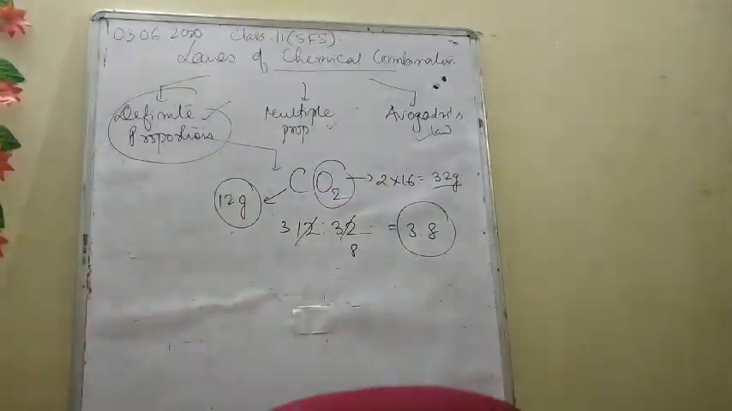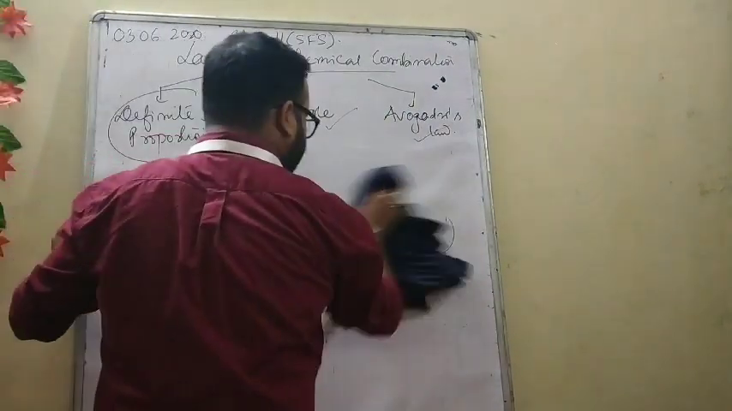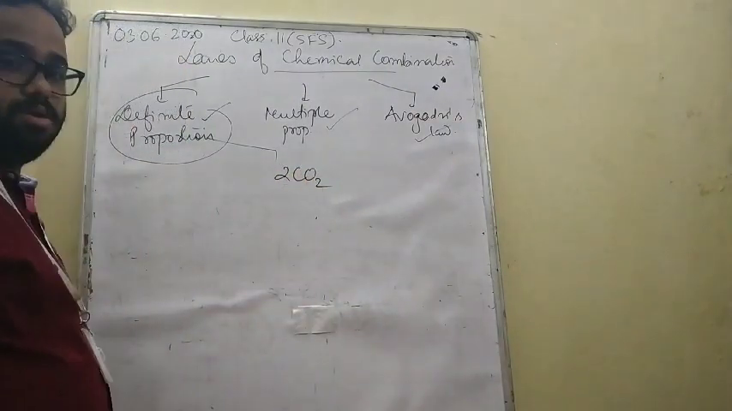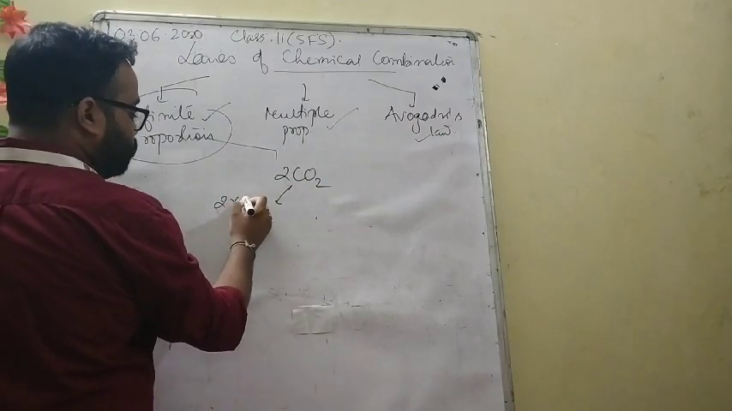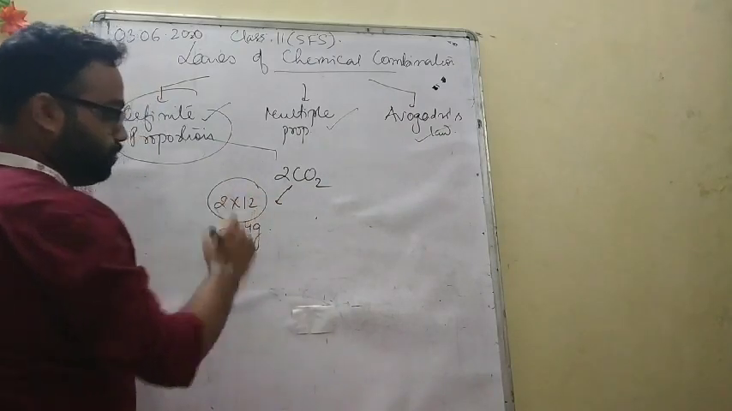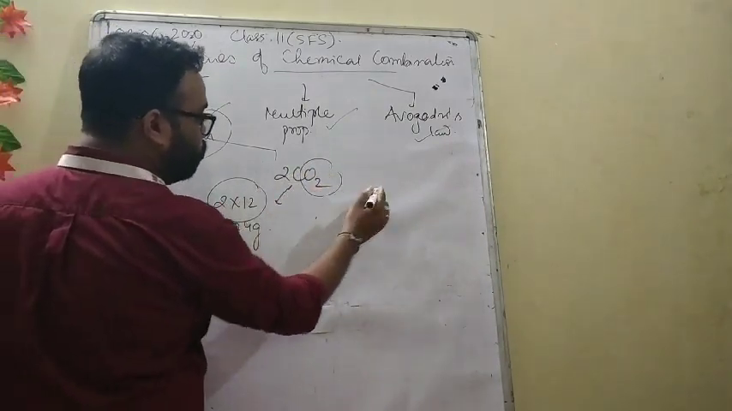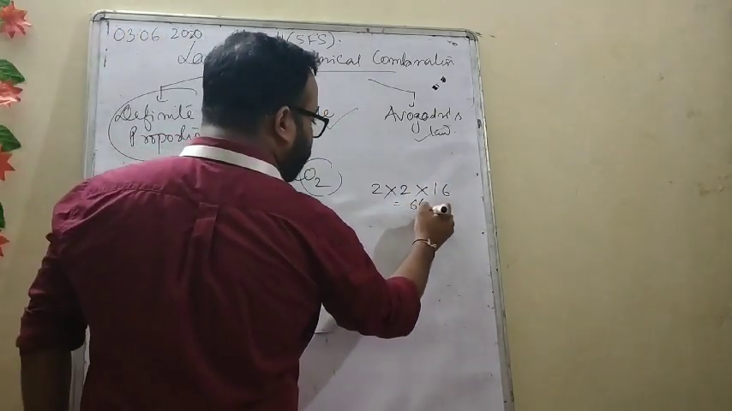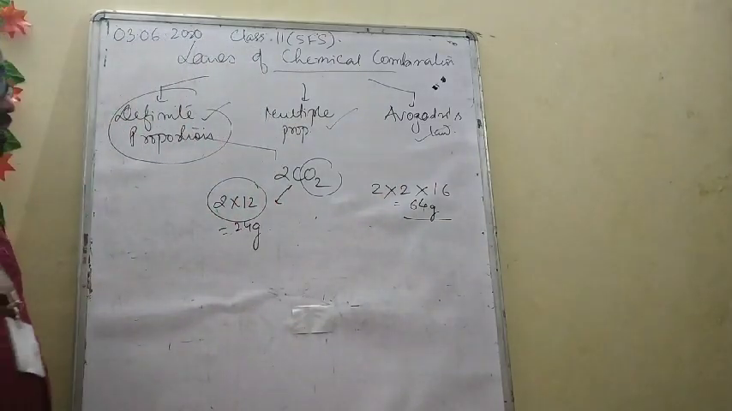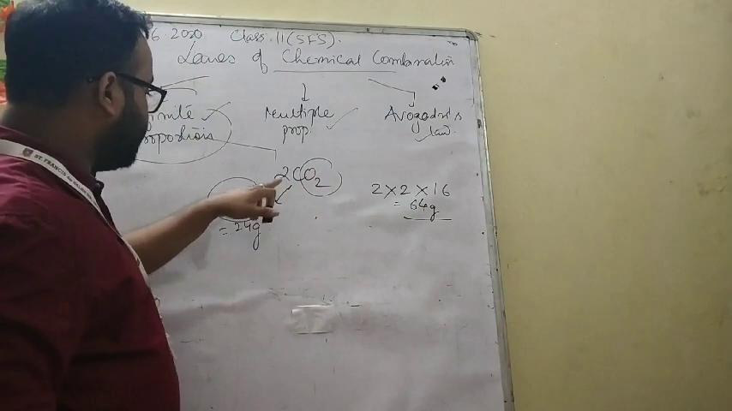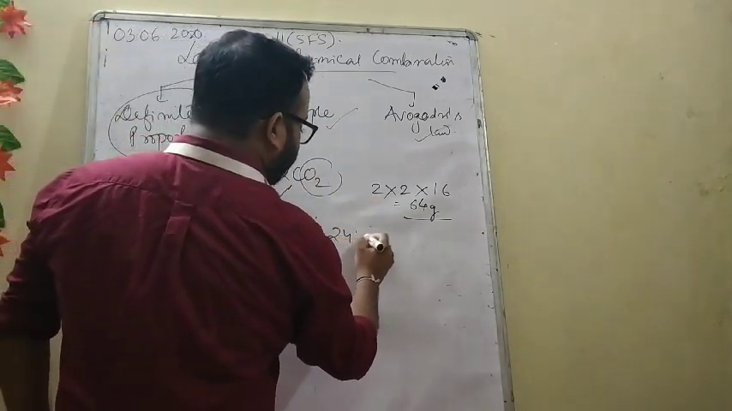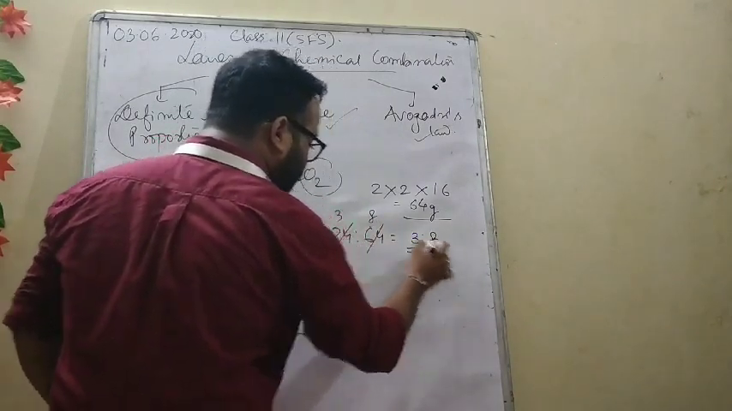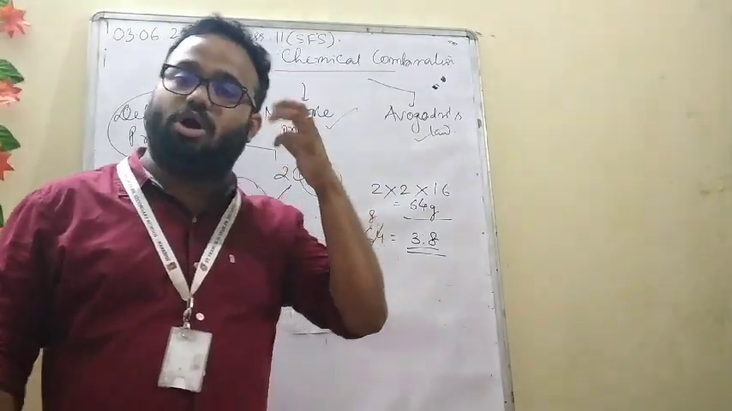For example, if I take 2 CO2, what was the ratio? The ratio was 3:8. If I take 2 CO2, then carbon will be 2 into 12, that is 24 grams, and oxygen will be 2 into 16, that is 64 grams. What is the ratio? 24:64. 8 threes are 24, 8 eights are 64. The ratio remains the same, that is 3:8. So this is called the law of definite proportion.